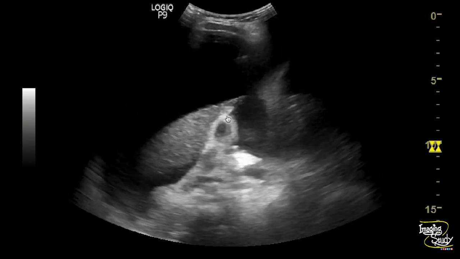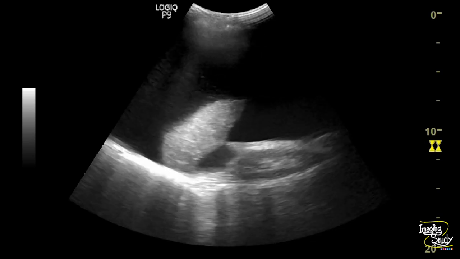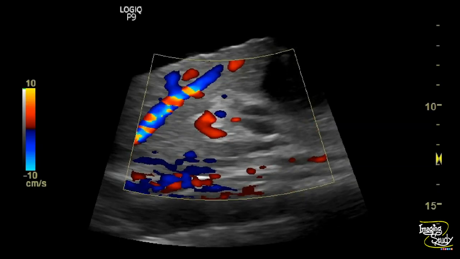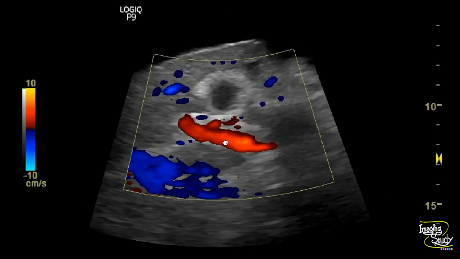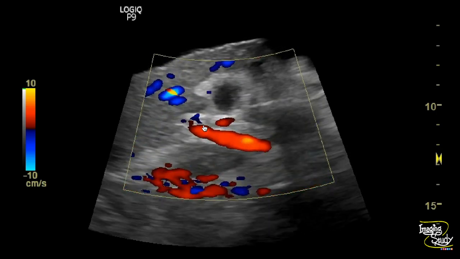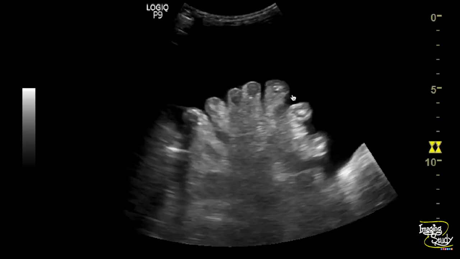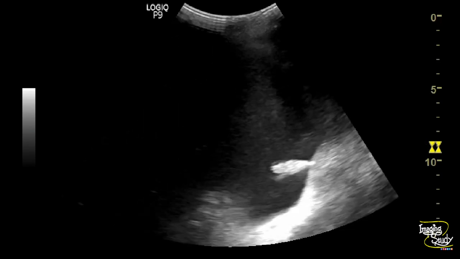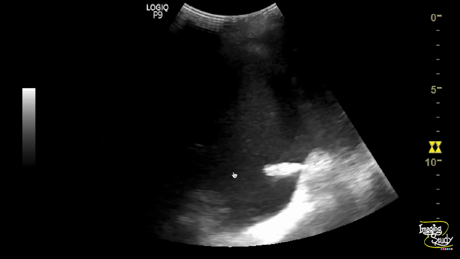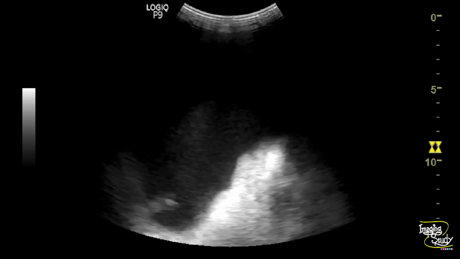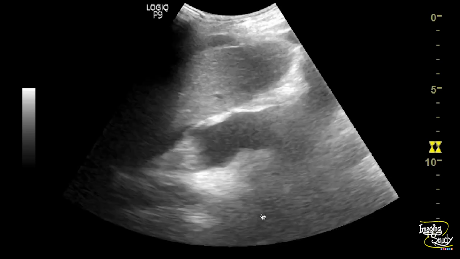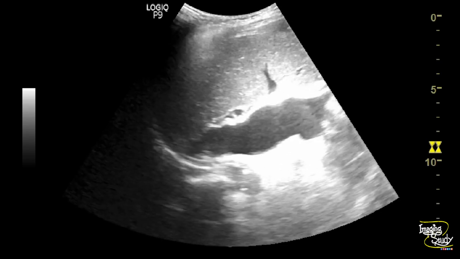In this type of very poor situation, the portal vein should not have a good amount of flow. Here you can see the portal vein is still showing the hepatopetal, that means towards the liver, flow. Here you can see the intestinal loops floating within the ascitic fluid. You can see the uterus and adjacent fallopian tube floating within the ascites. The spleen was enlarged.